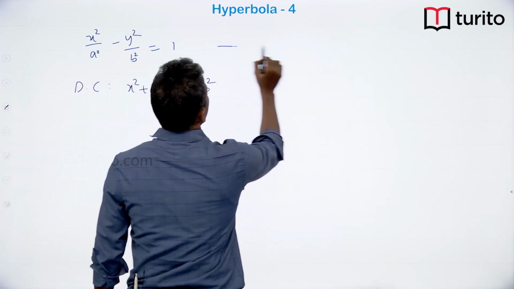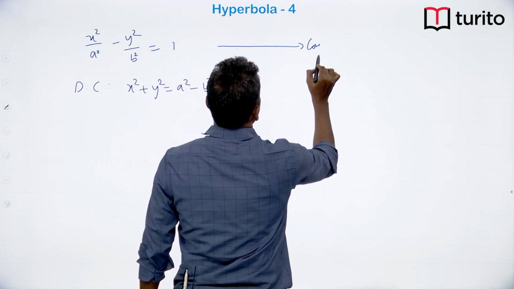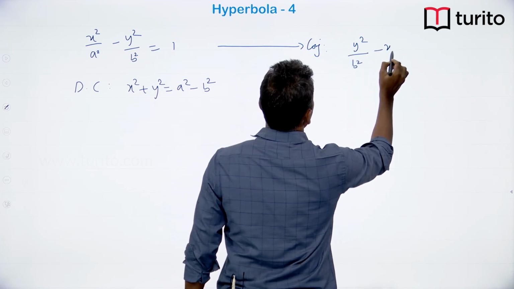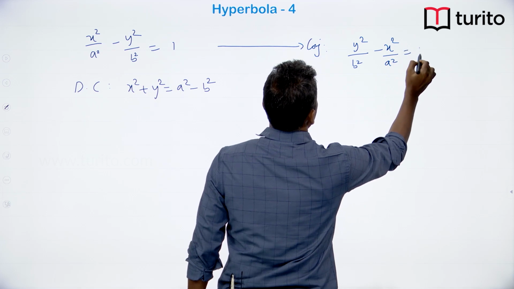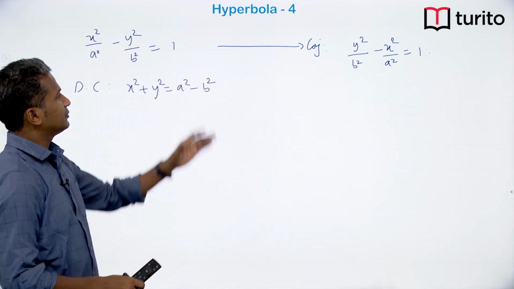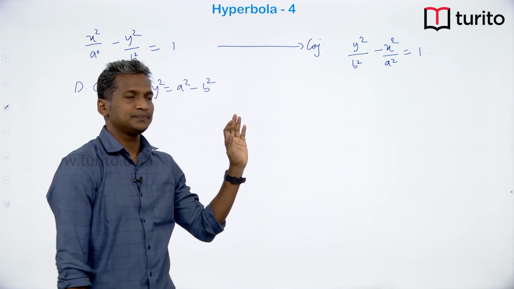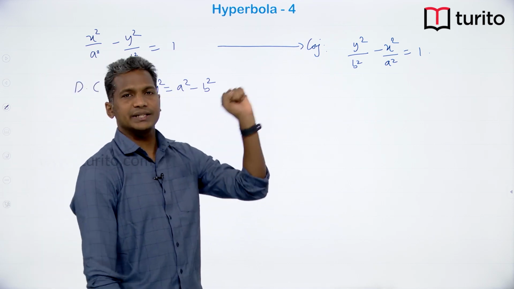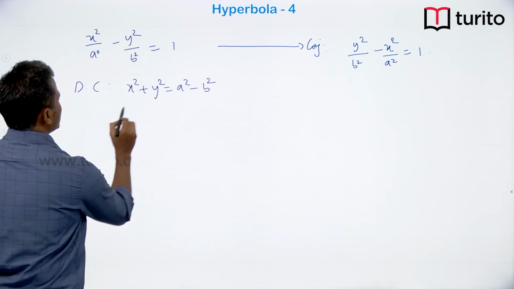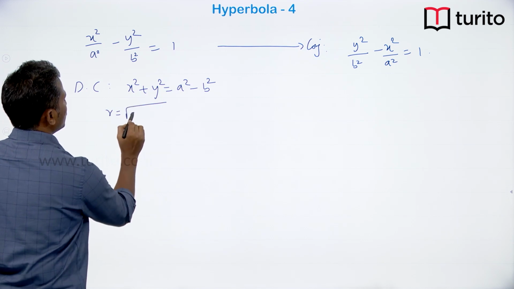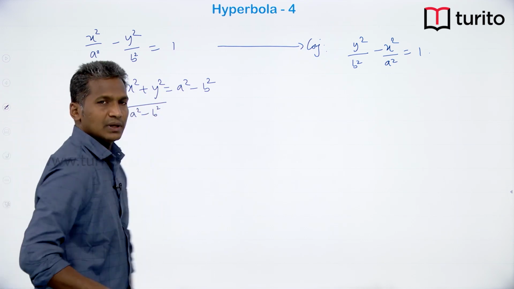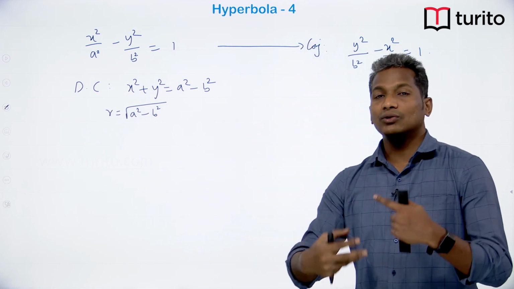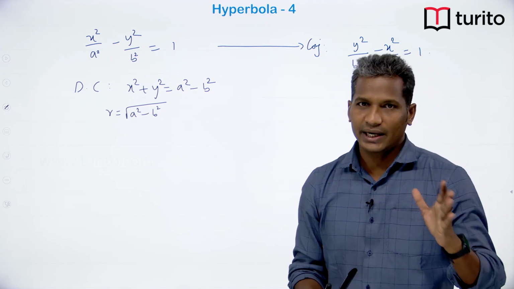Now what is the conjugate of this? The conjugate is y square by b square minus x square by a square is equal to 1. That is the equation of the conjugate hyperbola. So now coming to this, I will first discuss this and then I will explain the connection. Here if you check the radius, what is the radius? Radius is root of a square minus b square. So radius has some troubles here, because the value under the square root may sometimes be negative.